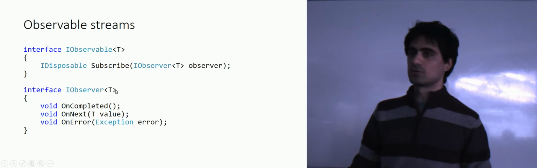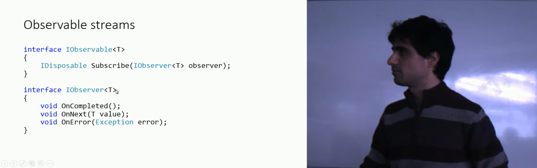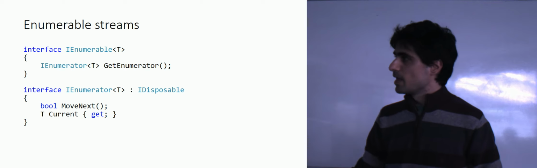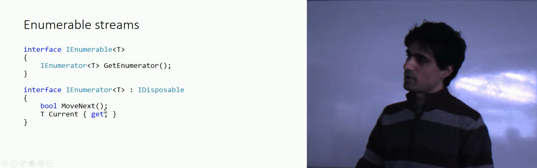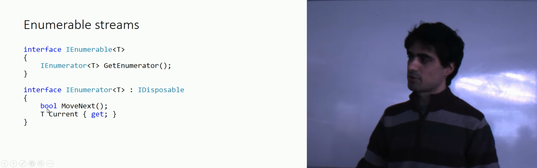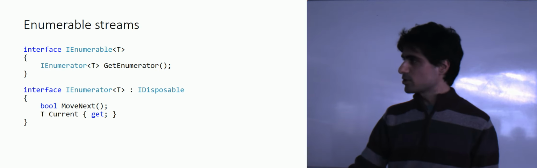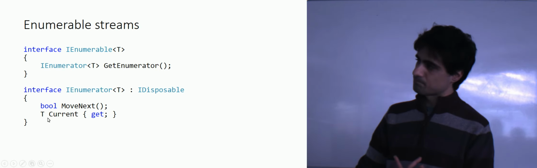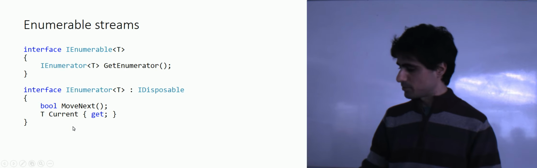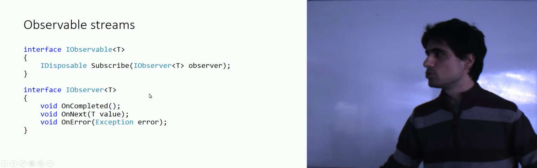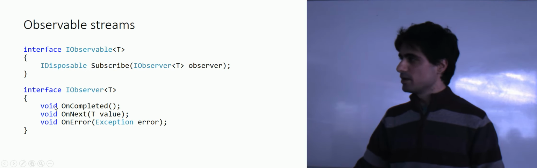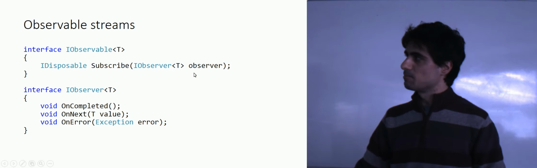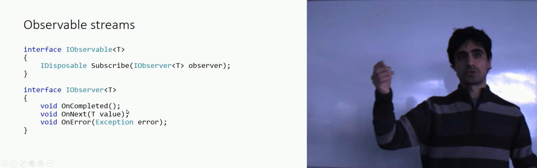Okay, so now what does the observer do? The observer is notified of any new values that arrive. And the way it works is, again, the converse of this. So before you had what? You asked for moveNext, and you got a value saying whether there were more elements or not. Then you would get the elements by accessing this current property. Now what you do is you split these two functions into three, and one is onCompleted, which basically replaces the Boolean value that was returned at the end of moveNext.